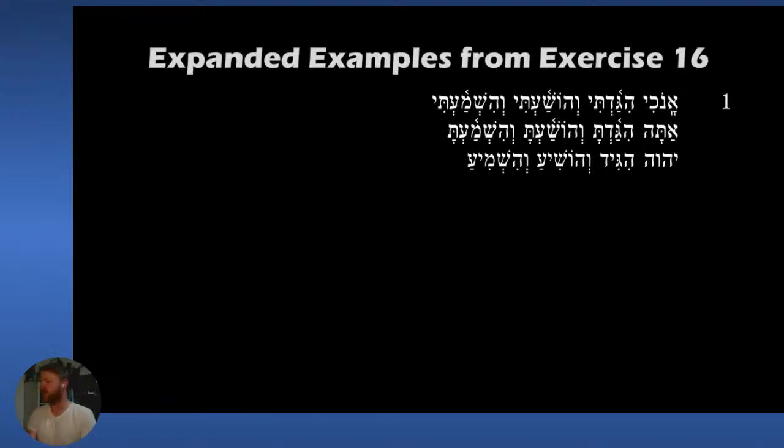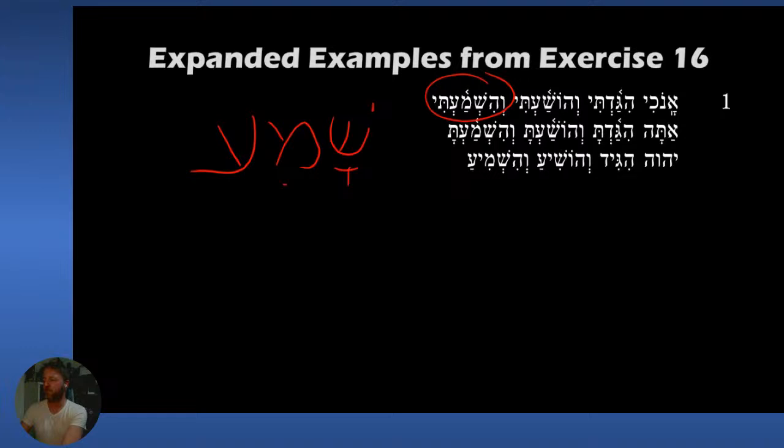Okay, so number one is a sentence from the exercises in lesson 16. So he says, Anochi higadeti vehoshati vehishmati. And there's an object to the verbs later on in the verse, but this is what we have. He says, I announced, and I delivered, I saved, and I caused to be heard. I made people hear. Shama. I hear. Shamati. Hishmati. Shama is heard, and hishmiya is make heard.